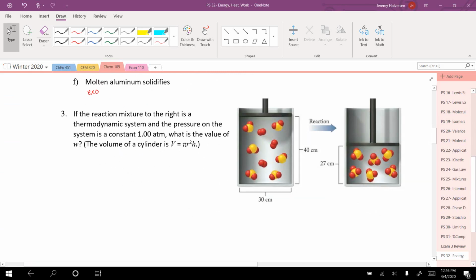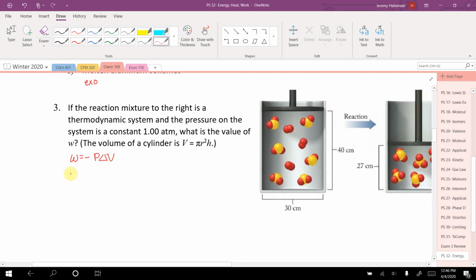Okay, if the reaction mixture on the right is a thermodynamic system, and the pressure on the system is constant, 1 atmosphere, what is the value of work? And then they give us the way to calculate the volume. All right, so we have to remember work equals negative P delta V, which is negative pressure times V final minus V initial.